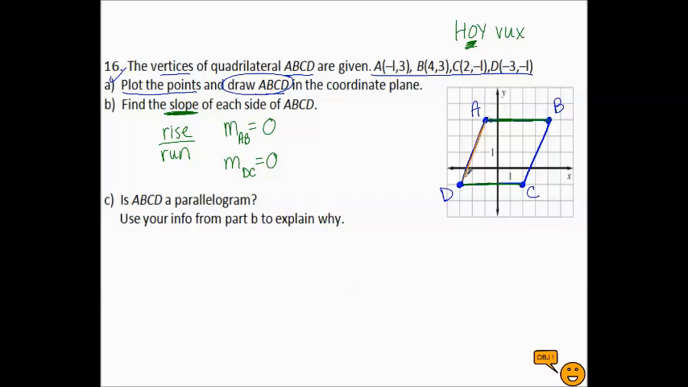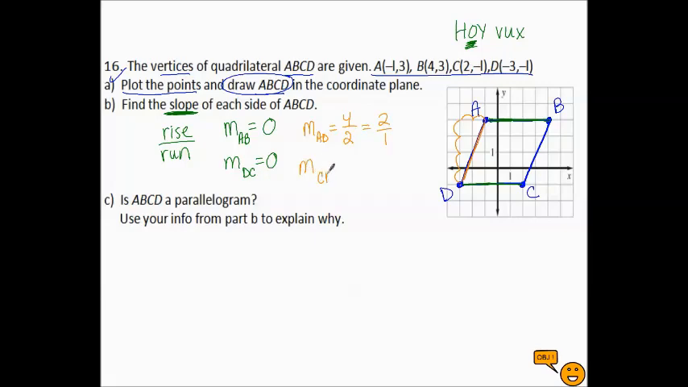How about the slope of AD? If I'm going to do rise over run, I'm going to start with the point to the left. So from D, I'm going to count up 1, 2, 3, 4, and over 1, 2. Simplify it to 2, or 2 over 1.